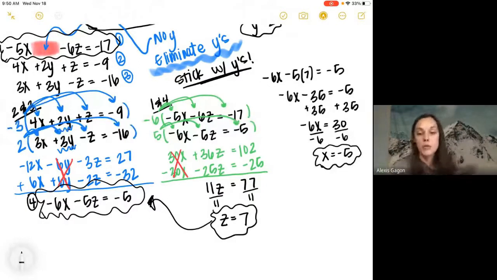When you're going through the homework here, you should always get whole numbers. If you don't get a whole number, something went wrong. You made a mistake somewhere. You need to go back and double check your work.